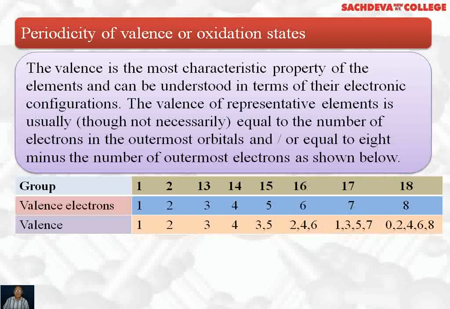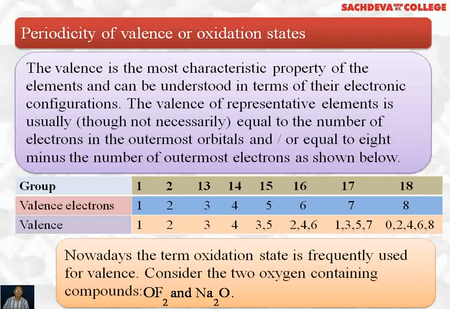Group 18 has stable electronic configuration, so the first three elements, helium, neon, argon, do not form any compound and they show 0 valency. But xenon forms compounds in 2, 4, 6 and 8 oxidation states. Compounds of radon have been prepared, and krypton fluorides also have been prepared. Nowadays, the term oxidation state is frequently used for valence.